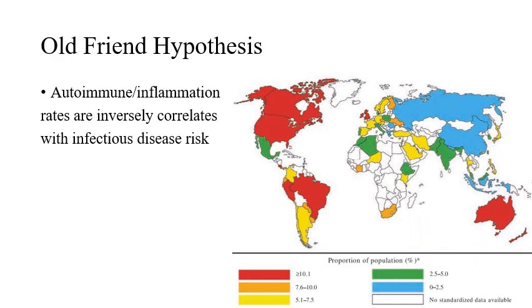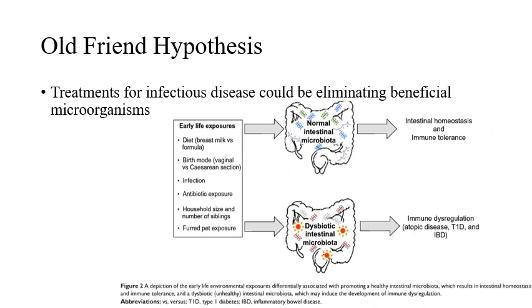One of the interesting things is the risk of autoimmune disease is basically inversely correlated with infectious diseases. So if you have a high risk of infectious disease, then you tend to have a low risk for autoimmune disorders. But if you have a low risk of infectious disease, like in the United States and Western Europe, there tends to be higher rates of autoimmune and inflammatory disease. And people have noticed this and they've speculated about it.